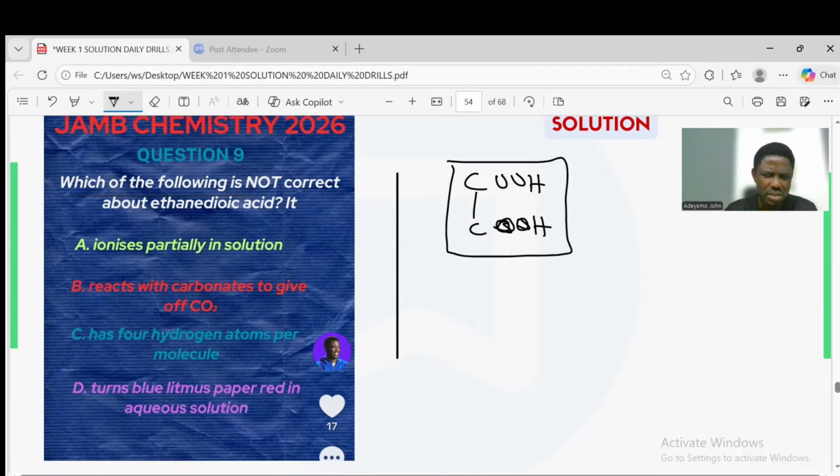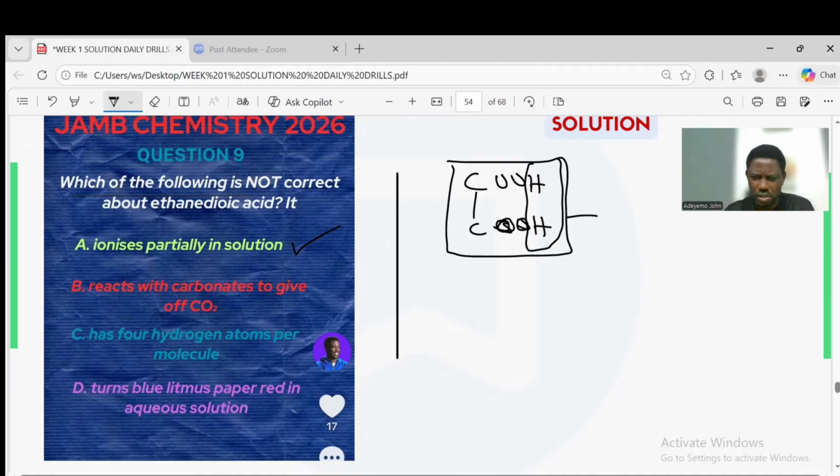It ionizes partially in solution because it's an organic acid. That shows that it's correct. It's a weak acid. It reacts with carbonates to give off CO2. All acids, whether organic or inorganic, react with carbonate to give off CO2. It has 4 hydrogen atoms. Can you see? This is 2 hydrogen atoms.